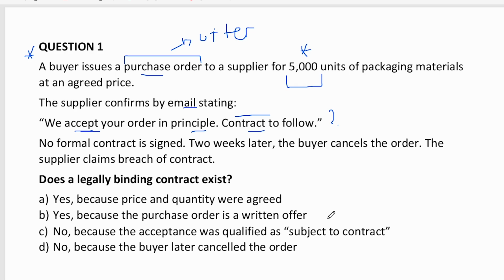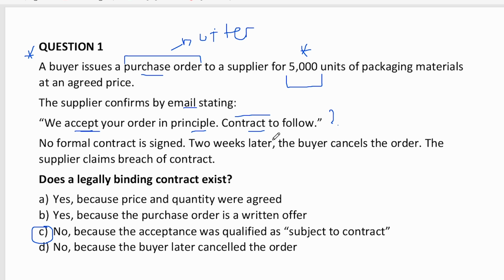Of course, a purchase order is a written offer, but for a contract to occur, there must be offer, acceptance, and a bunch of other things. No, because the acceptance was qualified as subject to contract. No, because the buyer later cancelled. Actually, the answer is C. So a contract doesn't really exist here because what the supplier did is more of a conditional acceptance. In order for acceptance to be valid, it must be unequivocal. It must be accepting the offer the way the offer is.